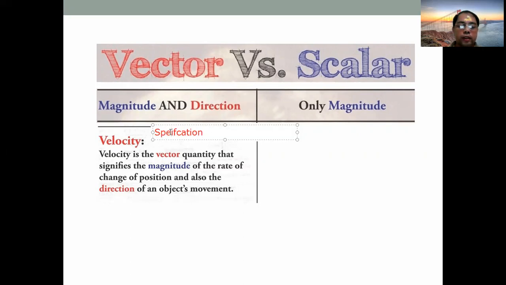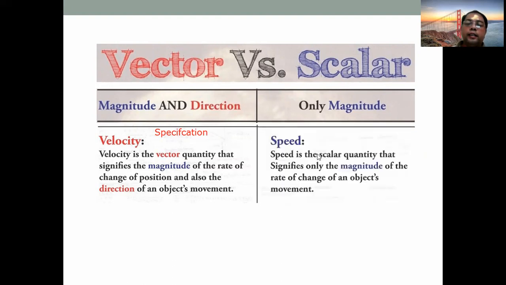So again, in terms of specification, it's either vector or scalar. And velocity is one of these examples, and its counterpart is speed. Speed will only have magnitude. Now, we symbolize speed and velocity with the letter V as a symbol, more likely taken from the word velocity.